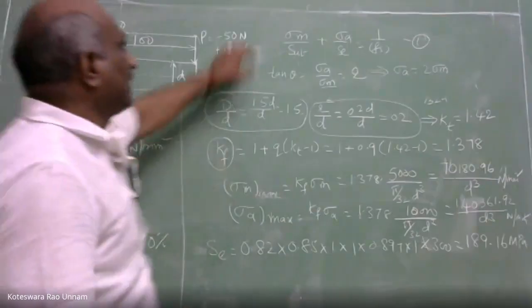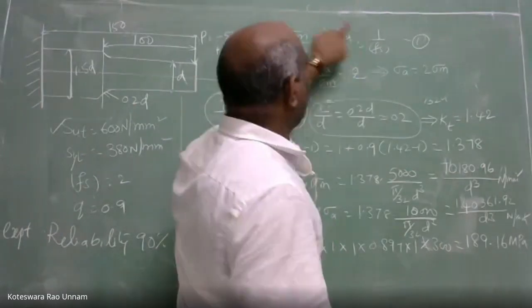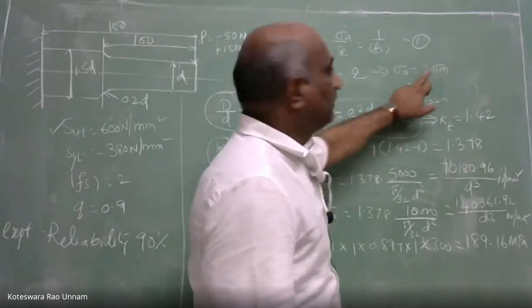So now you take this equation, in this equation you substitute for sigma A, and in place of sigma m also you need to substitute. What is sigma A?